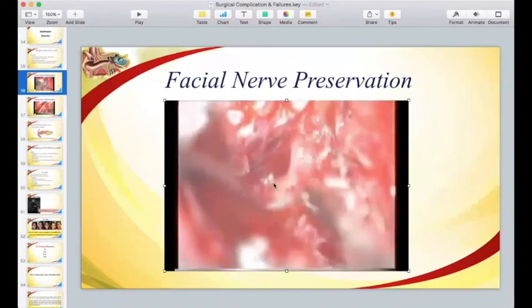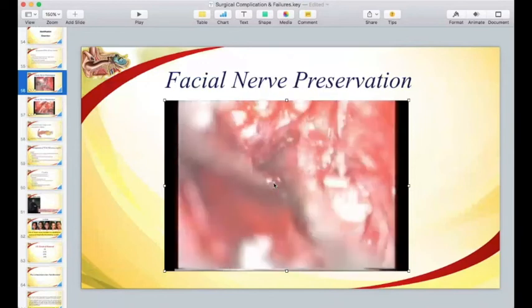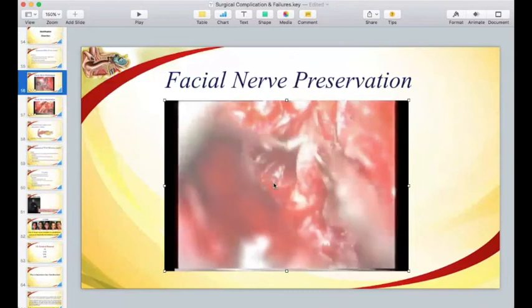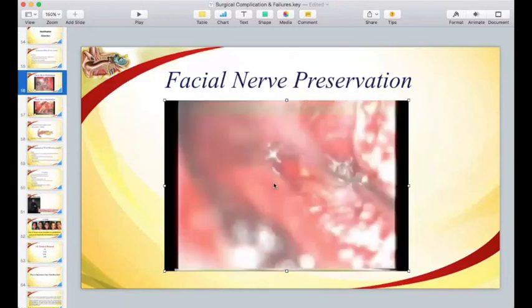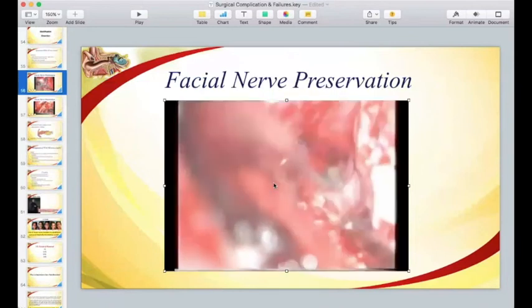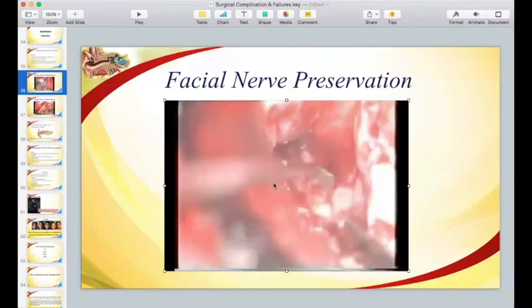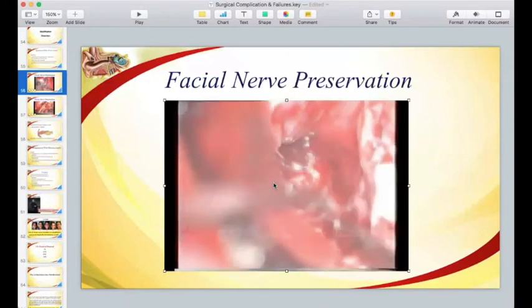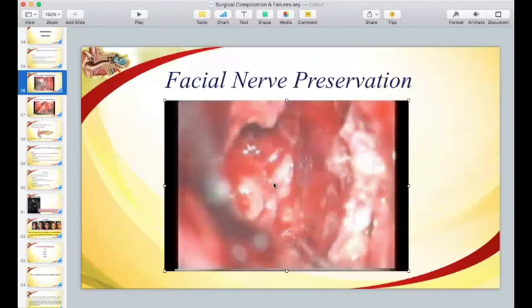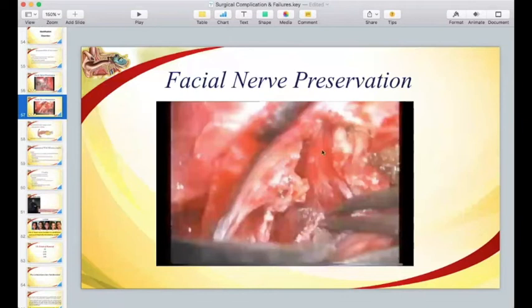2 hands are working, an assistant is irrigating and sucking. And there you are, with my 2 hands, I'm mobilizing the tumor fascicles, which are from the vestibular nerve. The cochlear nerve is intact, lying down, and below that you will see the facial nerve as a white glistening structure, which is to be preserved. The anatomy of the facial nerve inside the canal never changes. But once it starts coming out of the meatus, which I'll show you very shortly, you can see it's coming out of the meatus over here. Here the anatomy starts changing.